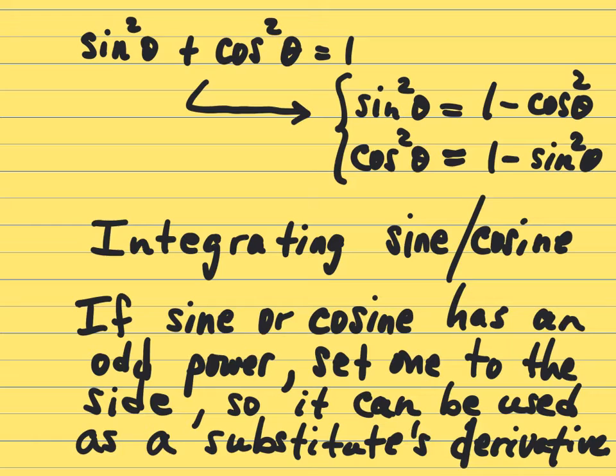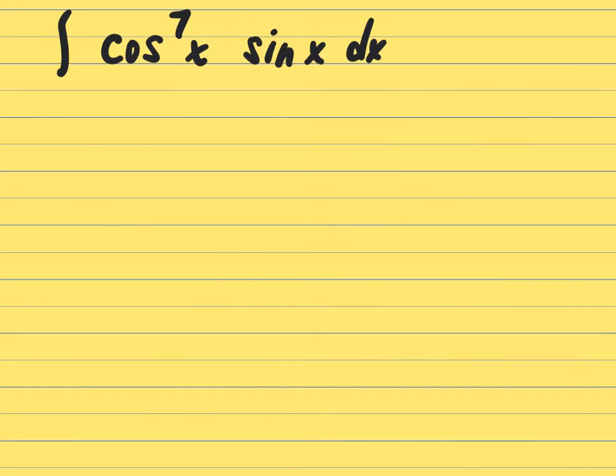So let's jump into an example. Of course, I'm not going to jump in just super complicated at the beginning, just to give you an idea of what's going to go on. We have the integral of cosine to the 7th power x times sine x dx. They're both actually odd, so at this point you could set either a sine or a cosine to the side and just leave it hanging on the end. Because sine already has a power of 1, I'm just going to choose to leave that one to the side.